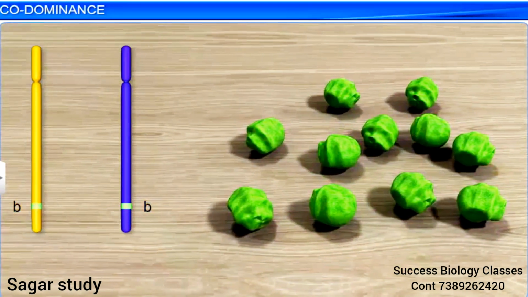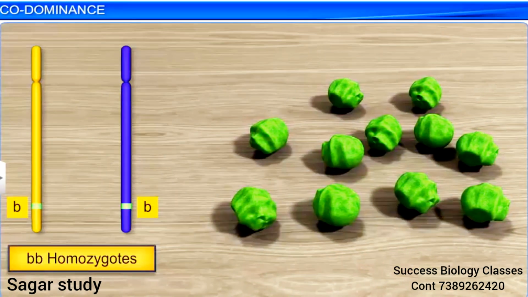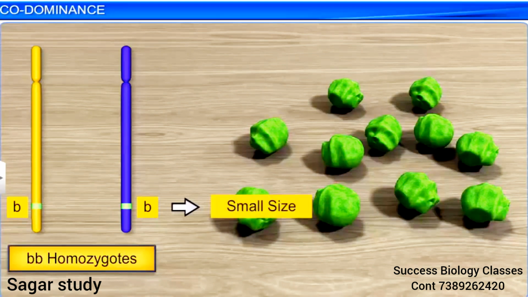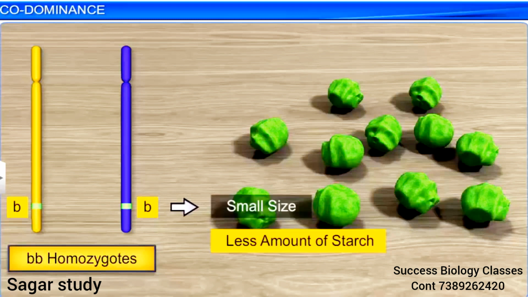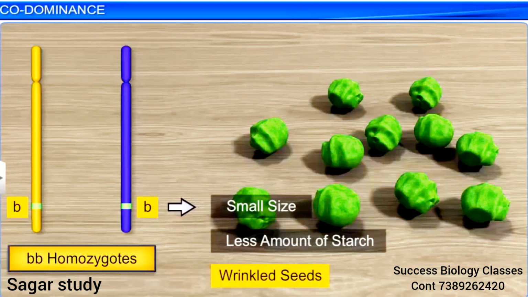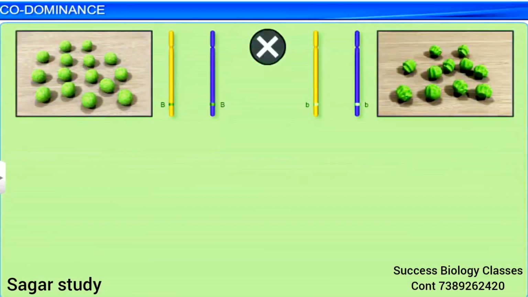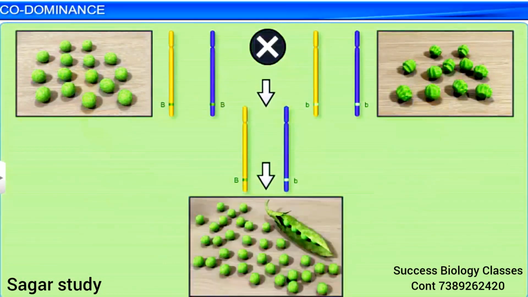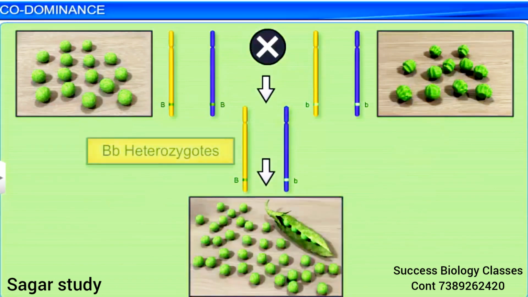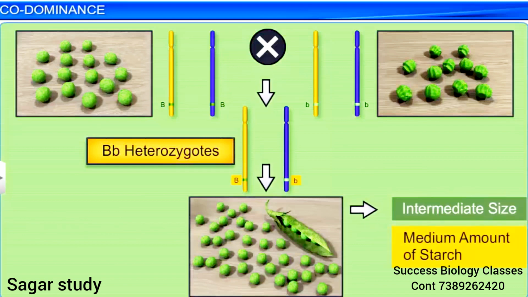On the other hand, small b homozygotes were not very efficient at synthesizing starch, and so the pea seeds produced were small or had less starch in them. Also, the seeds were wrinkled. Moreover, the seeds or the starch grains produced by heterozygotes, capital B small b, were of intermediate size, but were round.